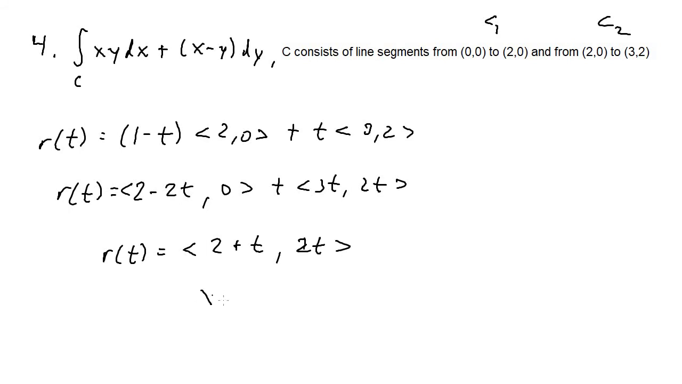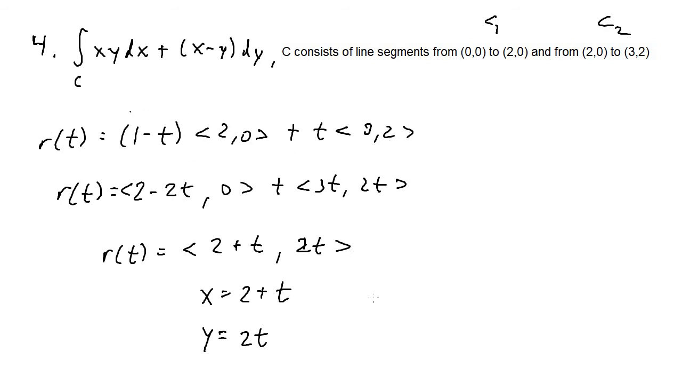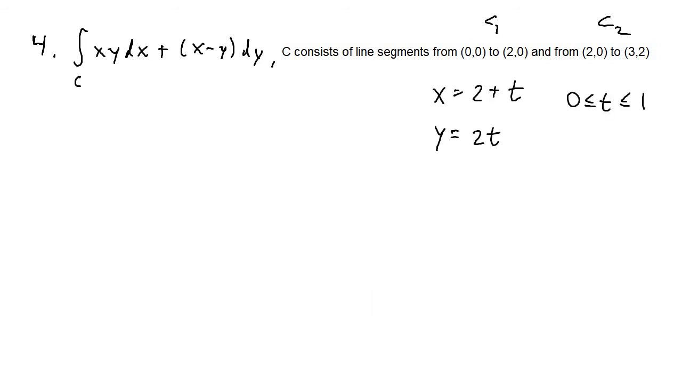So our x equation is going to be the x component, which is 2 plus t, and then the parametric equation for y is going to be the y component, or just simply 2t. And once again, we did use the original formula, so we can say that the t-bounds go from 0 to 1. So now let's go ahead and find the integral for line segment 2.